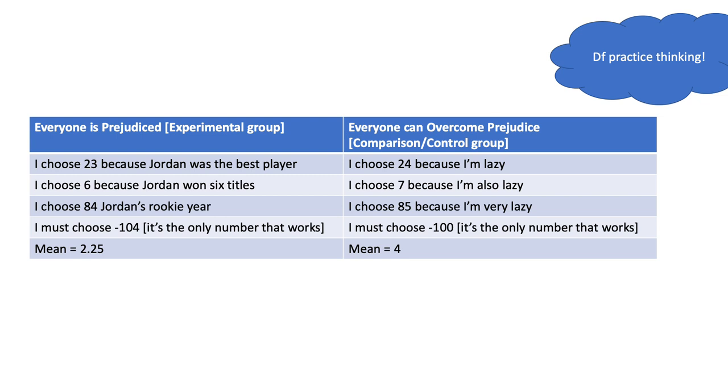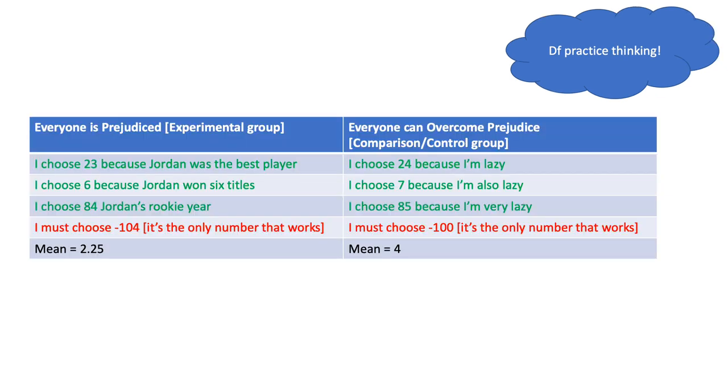Now, when I look at the second group, I chose 24, 7, 85. Those were free to vary. And then finally, I was forced to choose negative 100 to get that mean of 4 in the everyone can overcome prejudice group. So ultimately, I have 6 total numbers that are free to vary. Let me highlight that. The green numbers are the numbers that I chose, and the red numbers were numbers I had to choose so that the means worked out to be correct.